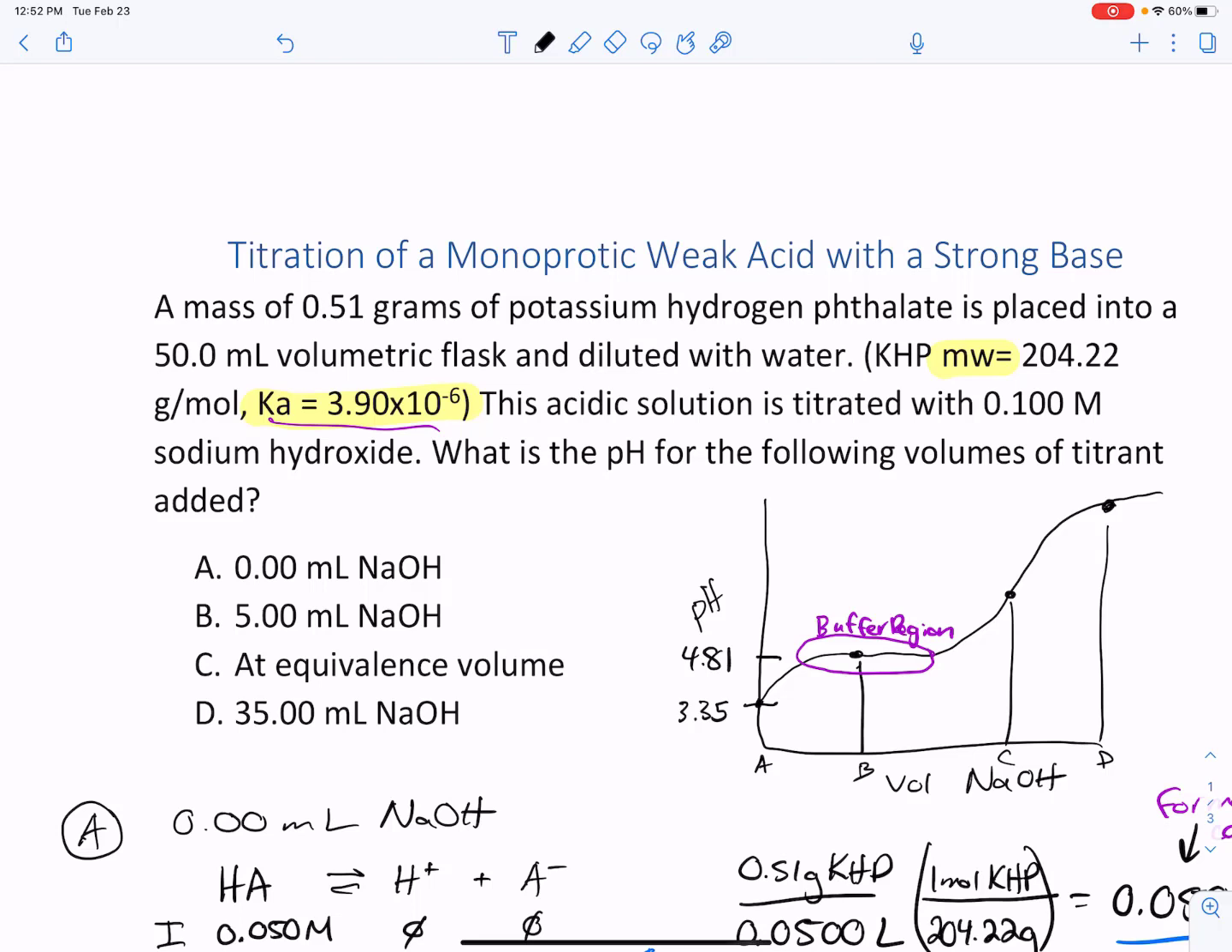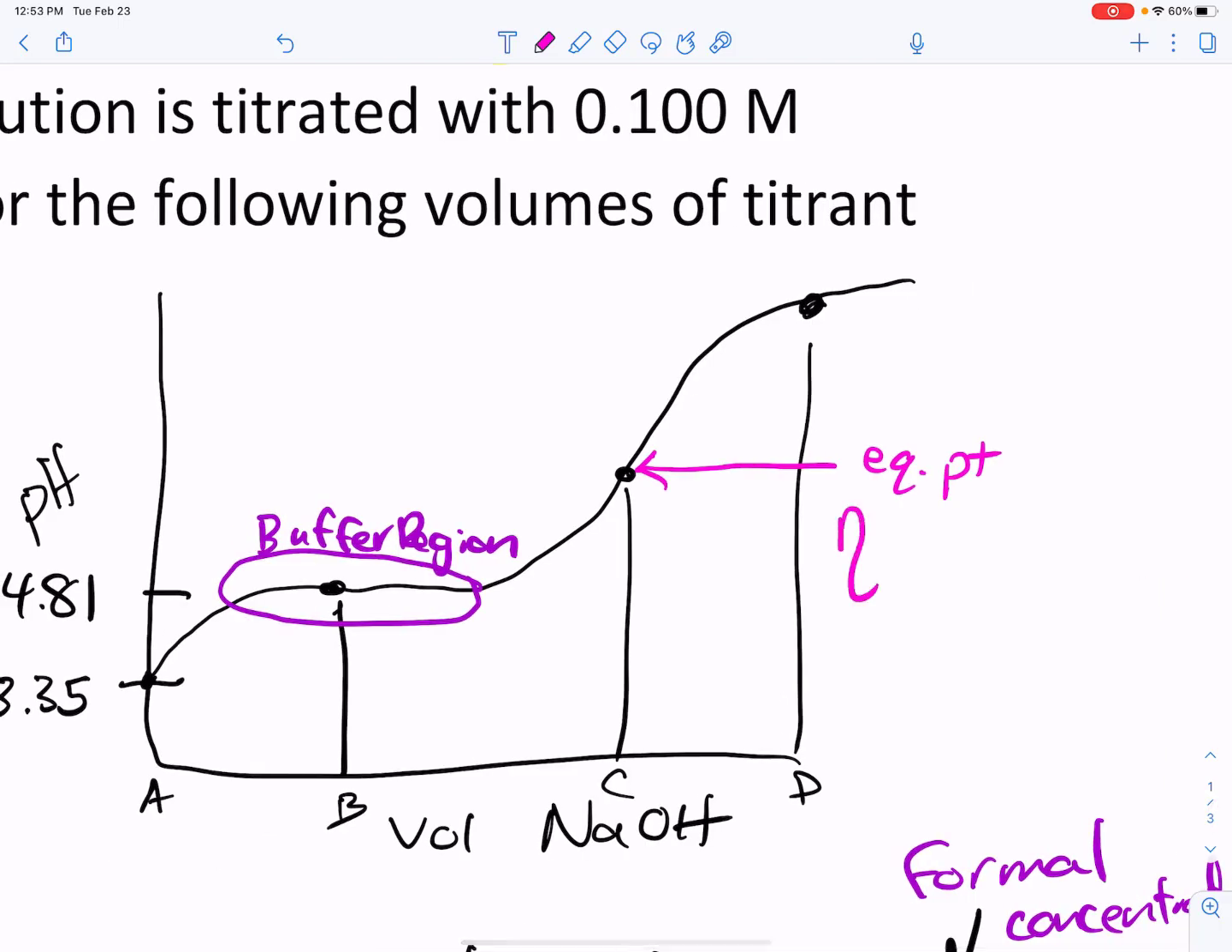Let's solve for C now. Now C, I just simply asked at the equivalence volume. Well, this equivalence volume here, the point on the inflection point on your curve, is called your equivalence point. What that means is your moles of your acid equals your moles of your base. And so that's pretty important. You can use that to figure out how much volume of sodium hydroxide you're going to need to add in order to reach the equivalence point.